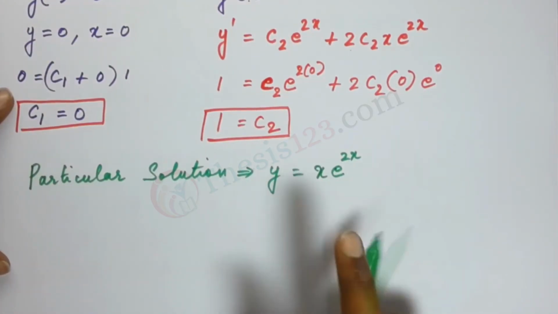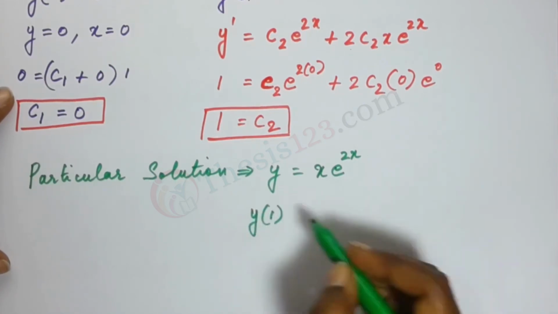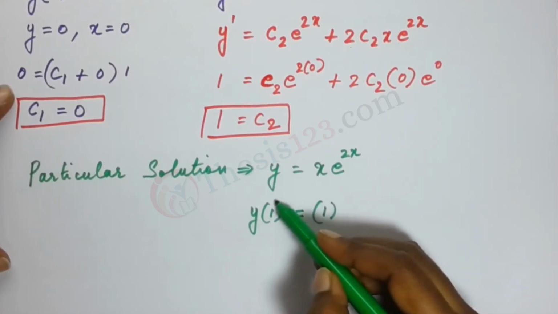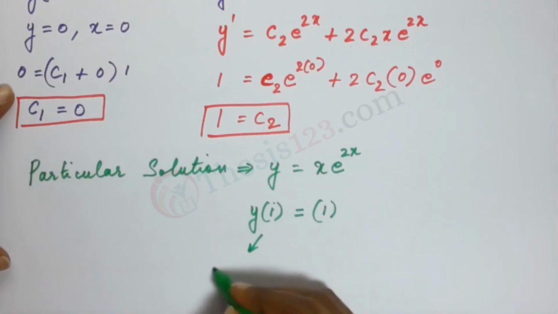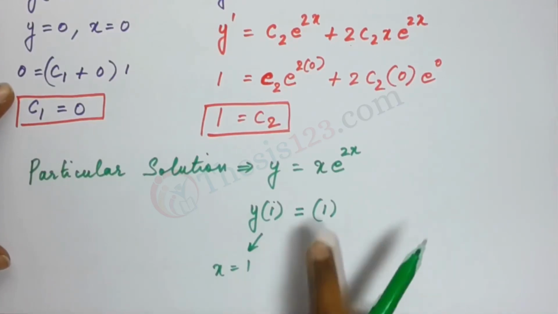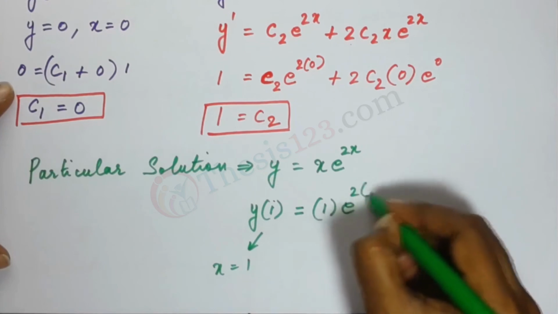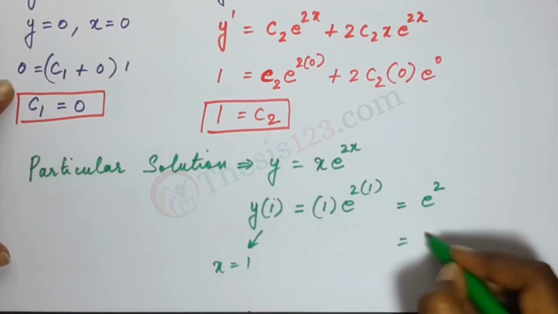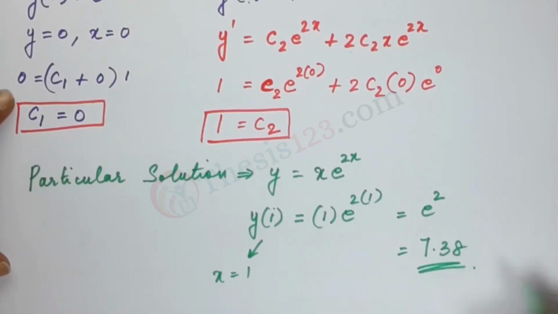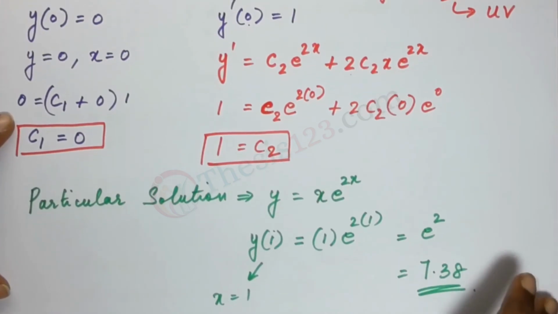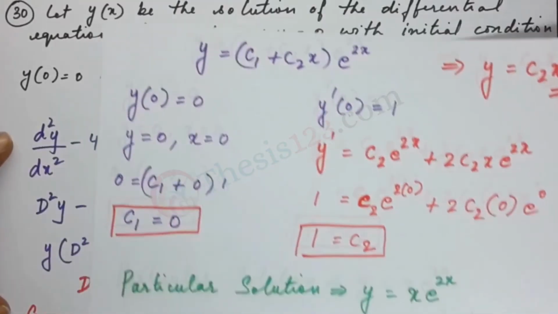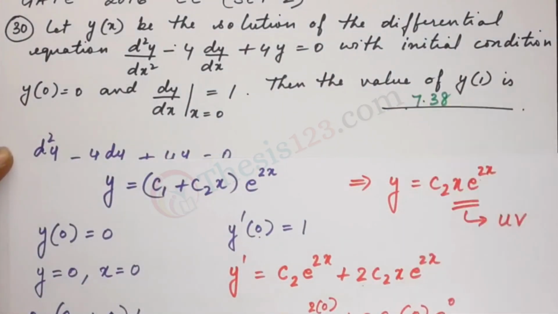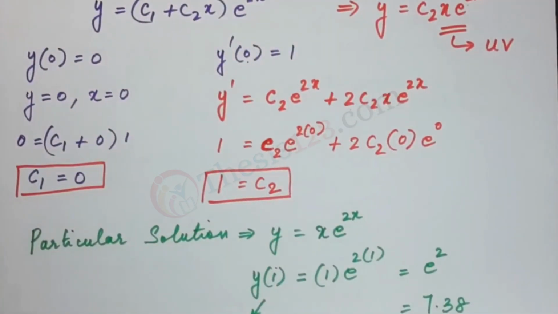But the question asks us to find out what is y of 1. It means that we substitute 1 in place of x. This means x is equal to 1. So x is 1, e power 2 times 1. So the answer is e power 2, and that comes around to 7.38. Well, I hope the steps make sense and the answer is clear. So the final answer is 7.38. I hope this has helped.